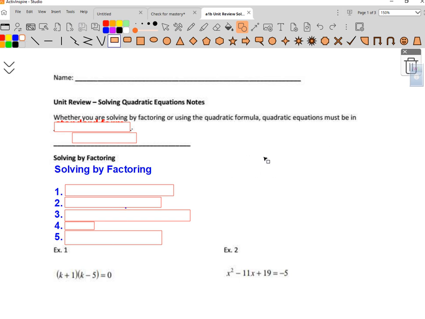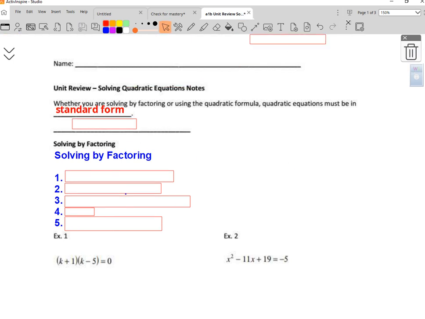Yesterday's notes. We are reviewing solving quadratic equations by factoring and by using the quadratic formula. Whether you're solving by factoring or using the quadratic formula, the equation must be in standard form before you start factoring or before you use the quadratic formula. Anybody remember what standard form is? Ax squared plus bx plus c equals 0. Yep, if it's an equation, we're going to say it's ax squared plus bx plus c equals 0.